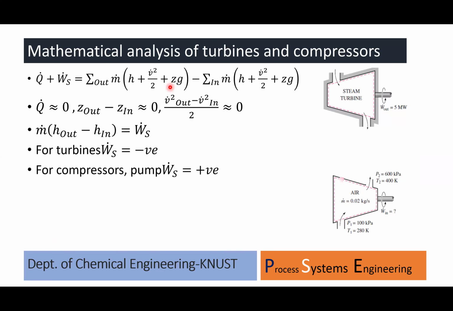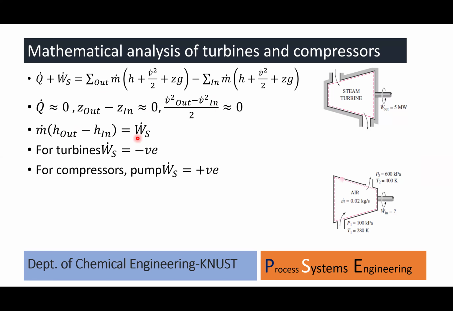Okay. So for turbines and for compressors, once again, we'll have to start with the general energy balance equation. We can assume that the amount of heat change that we'll see is going to be very small, negligible, so it's approximately zero. We're also going to assume that there's not a significant change in elevation, so that one is also approximately zero. And we can also assume that the change in the kinetic energy is very small. So at the end of the day, all that we are going to be left with will be our enthalpy change and then our shaft work.